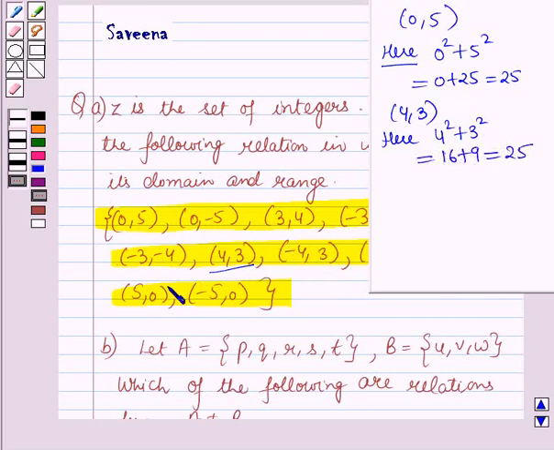25. Now consider one more ordered pair from this relation. Now here, consider (-5, 0). For this also, (-5) square plus 0 square is equal to 25 plus 0, which is equal to 25. Similarly, for all ordered pairs, you can check that the square of the first component plus the square of the second component in all ordered pairs is equal to 25.